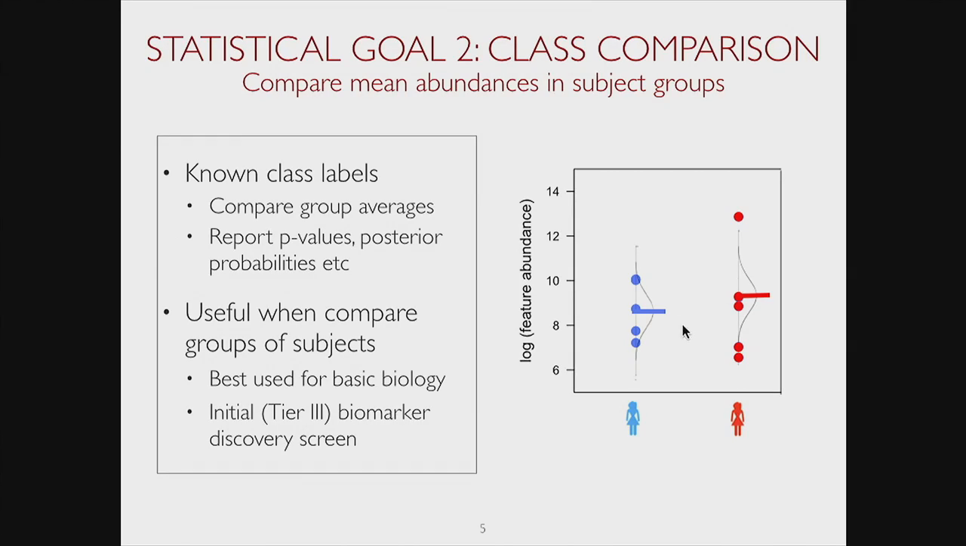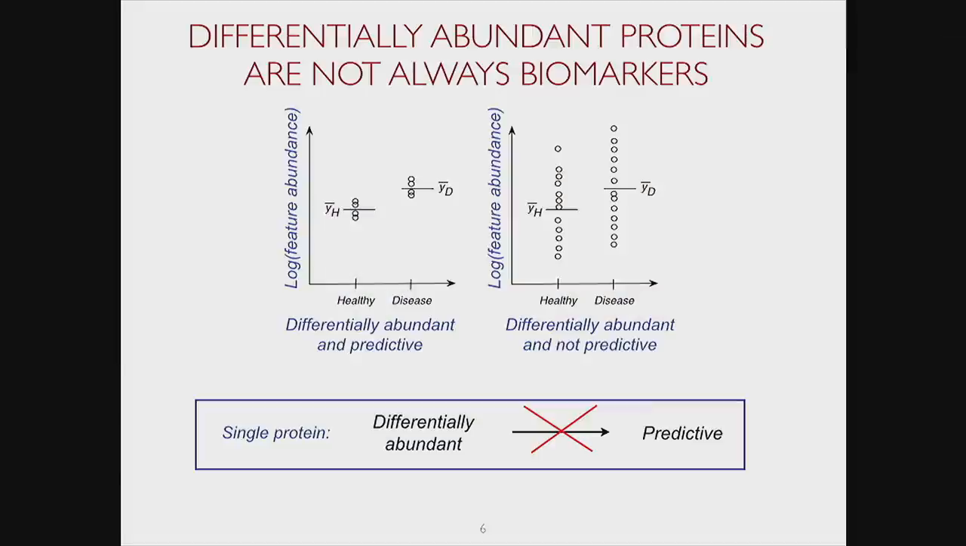So here we compare the population averages. This is very useful. And oftentimes if there's an average change, it is possible that for an individual person there will also be some kind of change. But this is still not enough to claim the biomarker. So this is good for initial screening experiments. This is good for basic biology studies, but this is not enough for discovery of biomarkers. So this is just a couple of slides to emphasize this a little bit.